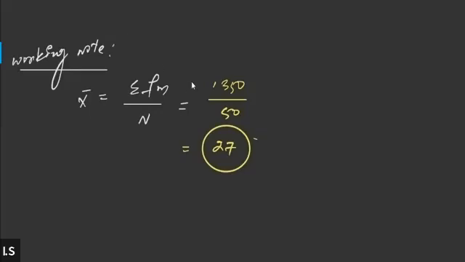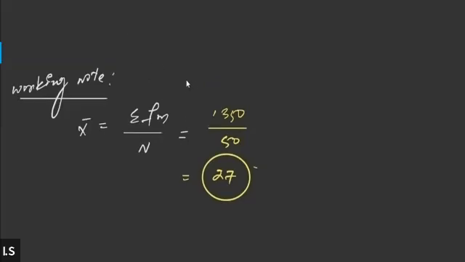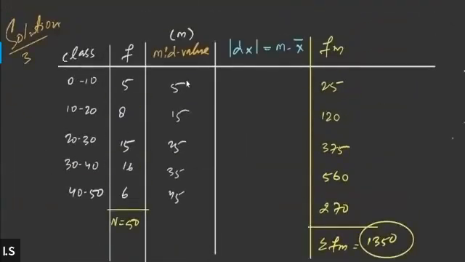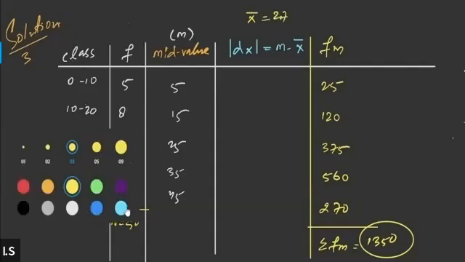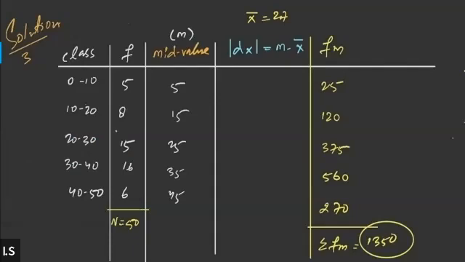Any doubt, Alexander? No, sir. Okay, now as we got the mean value, we will be able to calculate the deviation. So deviation will be m minus 27. So 5 minus 27 will be 22. 15 minus 27, 12. Then 2, then 8, and it will be 18.